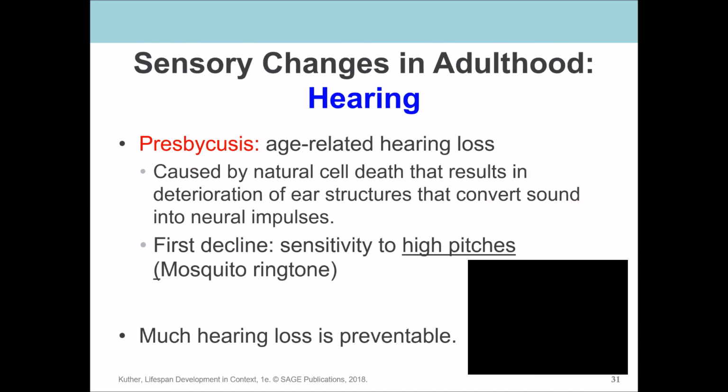Hearing. Presbycusis is age-related hearing loss. This is caused by natural cell death. It leads to a deterioration in ear structures, and these structures usually convert sound to neural impulses, but because of cell death, this leads to difficulty converting what is heard into a perceivable sound. The first to decline is high pitches. So low would be down here, and high sounds like this.